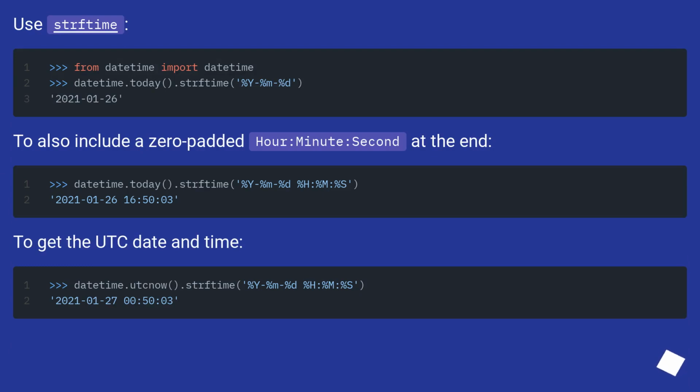Use datetime to also include a 0 padded hour column minute column second at the end. To get the UTC date and time.